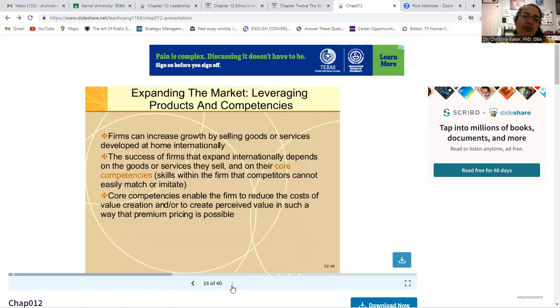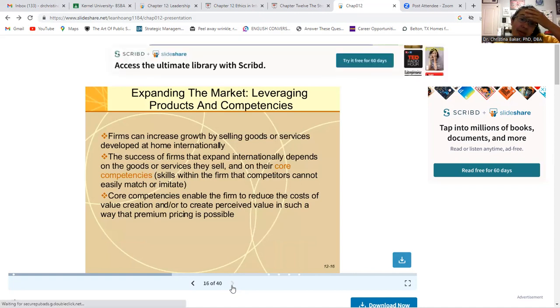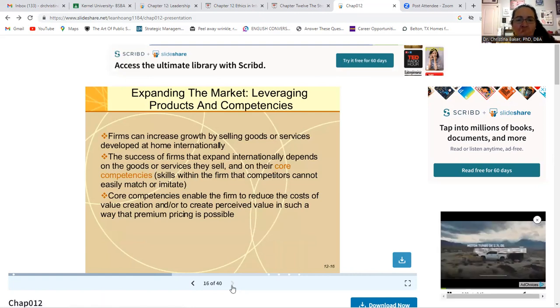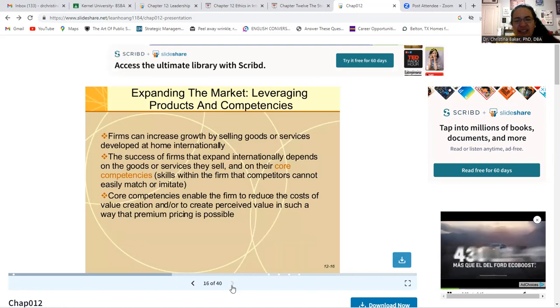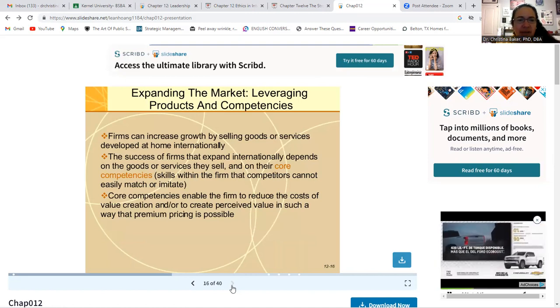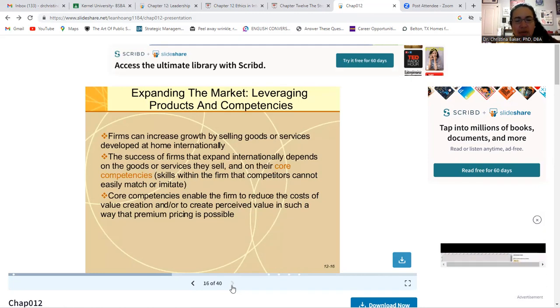Firms can increase growth by selling goods and services developed at home internationally. The success of firms expanding internationally depends on the goods or services they sell and their core competencies, those within the firm that competitors cannot easily match or imitate. Core competencies enable the firm to reduce the cost of value creation and/or create perceived value in such a way that premium pricing is possible.